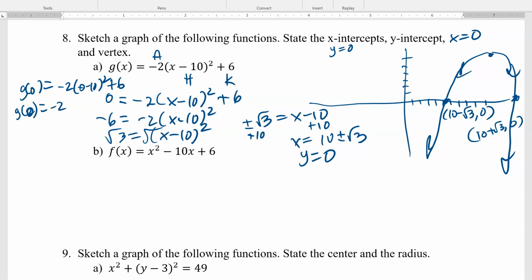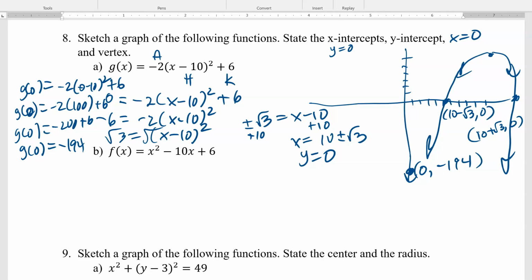Negative 2 times 100 plus 6. Negative 200 plus 6. Negative 194. So this graph does cross way down here at some point at (0, negative 194), and that would be the y-intercept. We can figure these things out manually without a calculator. I'm not saying they're pretty, but I want to verify that you could do this without a calculator.